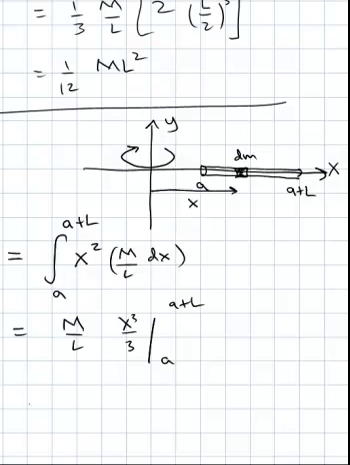So I'm just going to skip to the chase here. I got 1/3 ml squared plus a ml plus a squared m. And I'm just going to leave it like that. And we're going to check these answers again using another technique in the next video to see if we get the same thing.